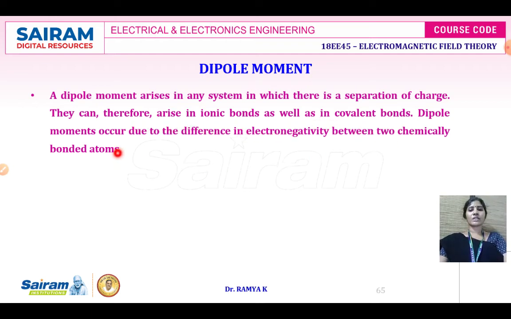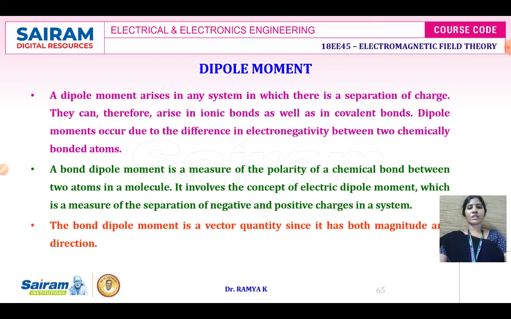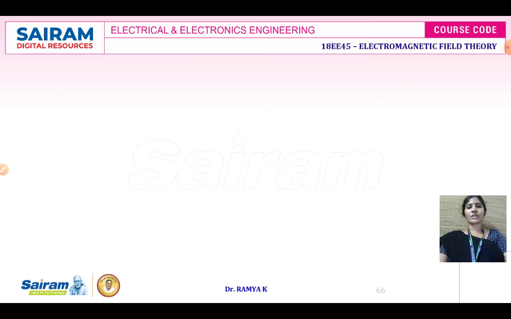Dipole moment is related to the difference in electronegativity between two chemically bonded atoms. A bond dipole moment is a measure of the polarity of a chemical bond between two atoms in a molecule. It involves the concept of an electric dipole, which is a measure of separation between positive and negative charges in a system. This dipole moment is a vector quantity which has both magnitude as well as direction.